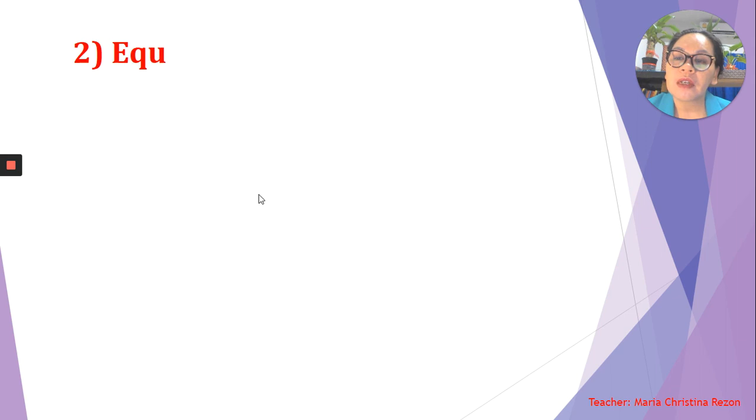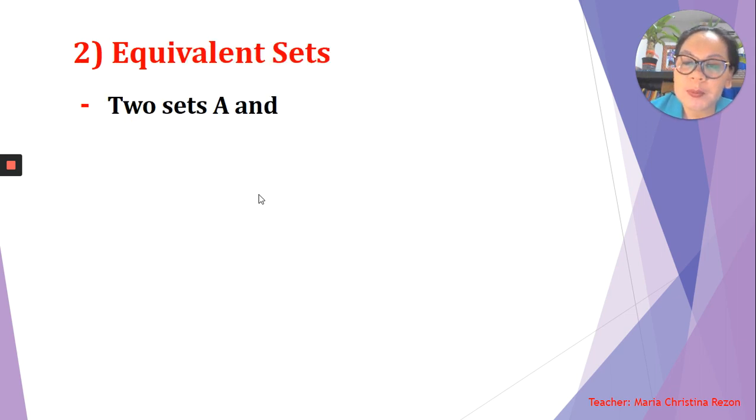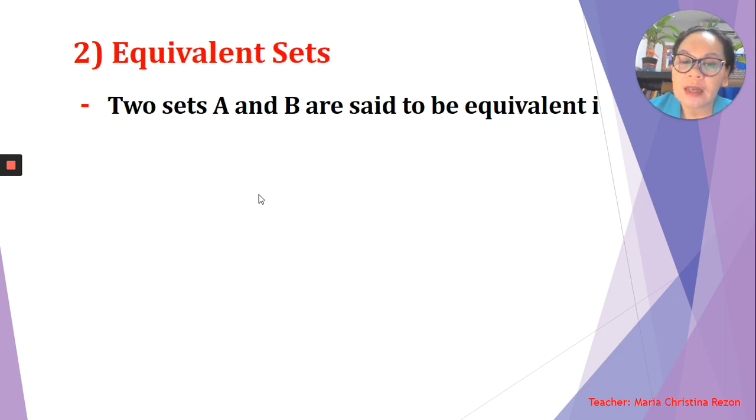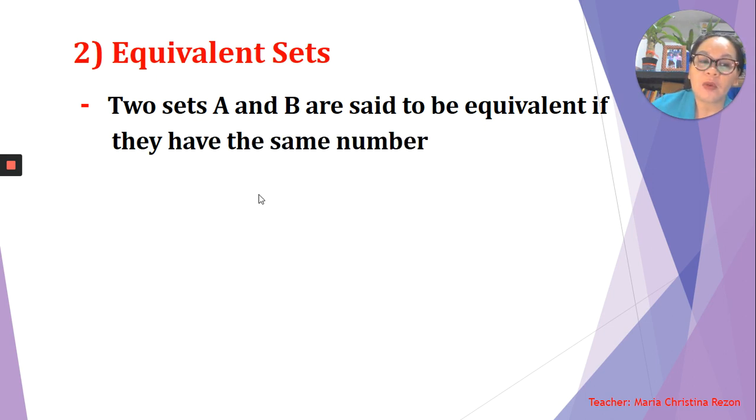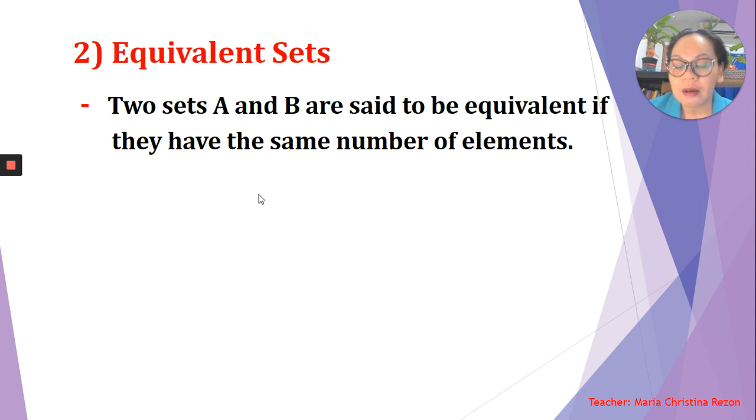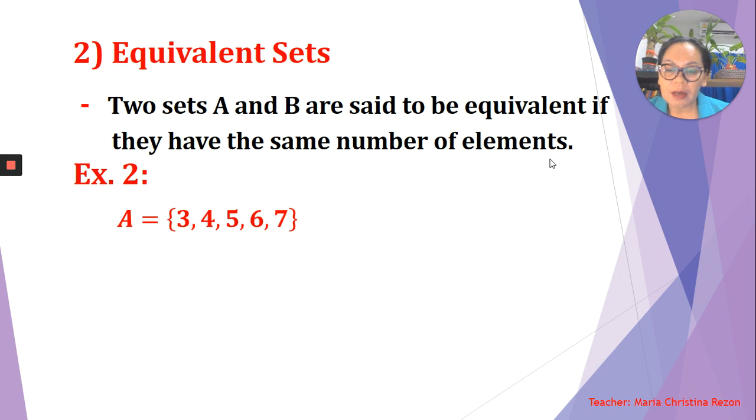Then let's have equivalent sets. Two sets A and B are said to be equivalent if they have the same number of elements. Now do not get yourself confused here with equal and equivalent. Though they are synonymous, when we study sets, they are exactly different. For equivalent, they have the same number of elements. So let's have some examples here.